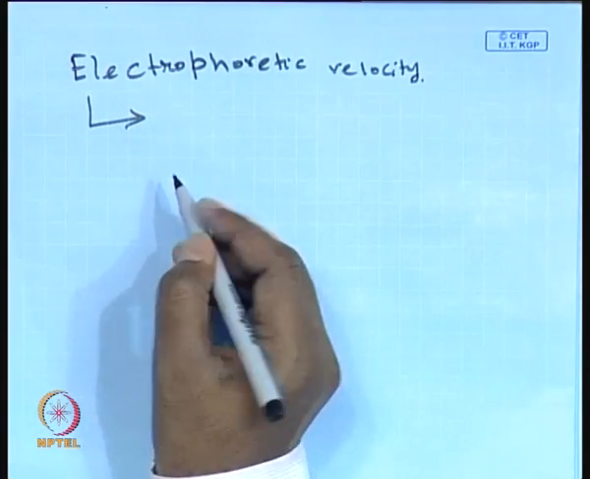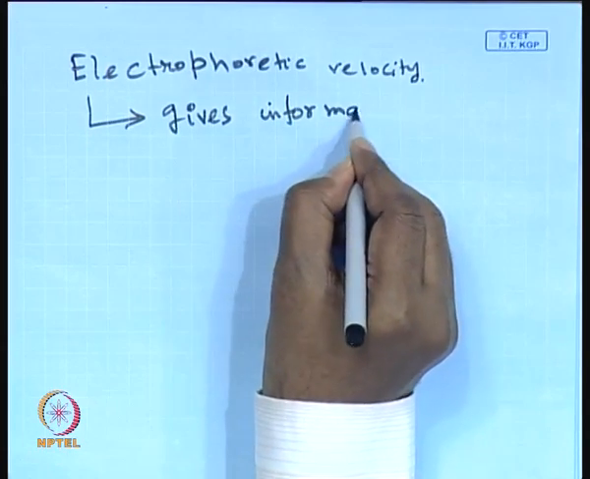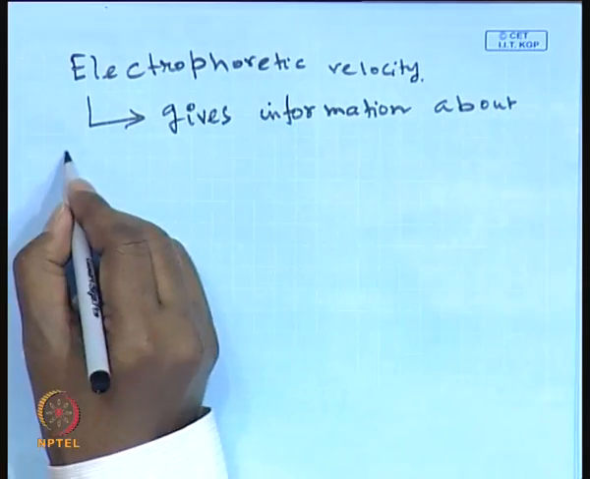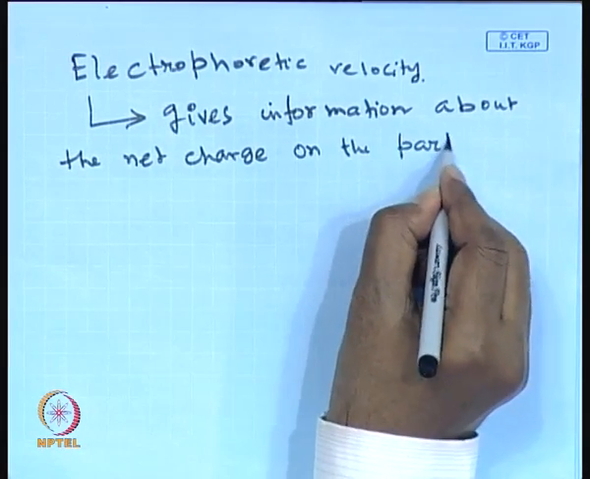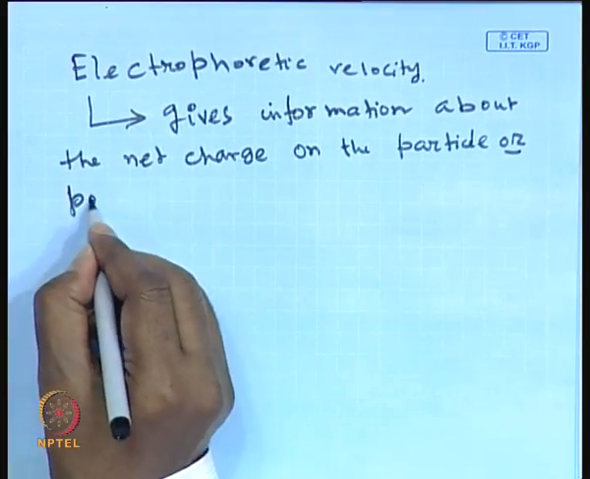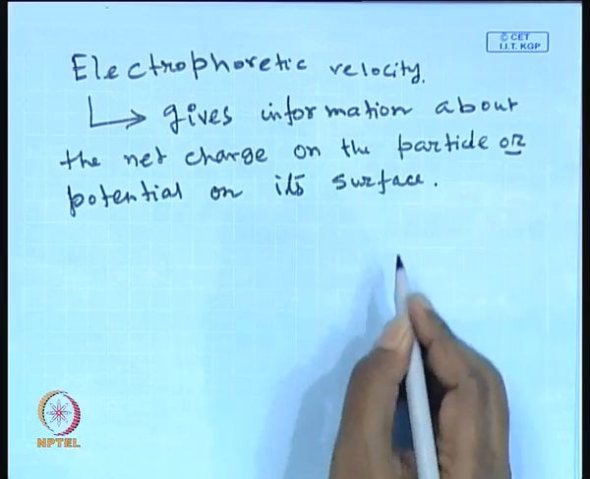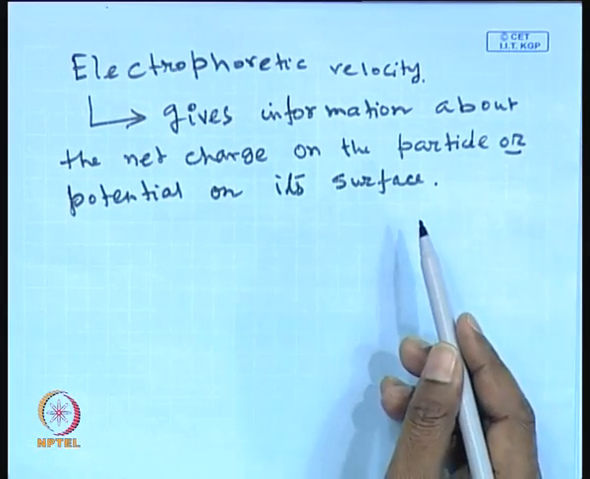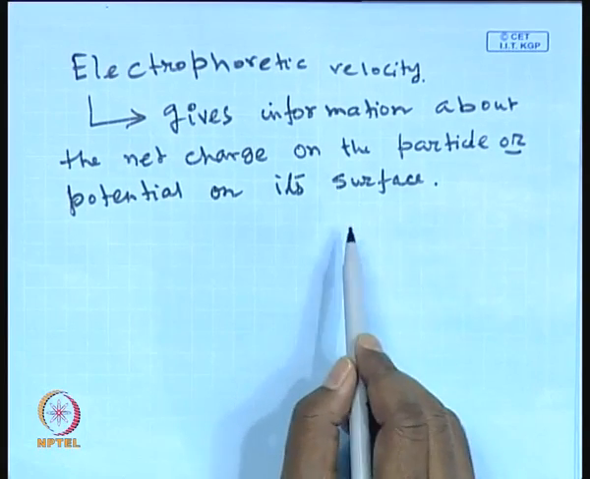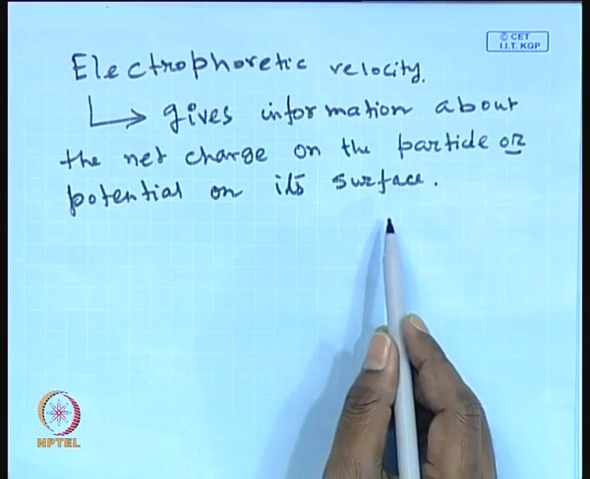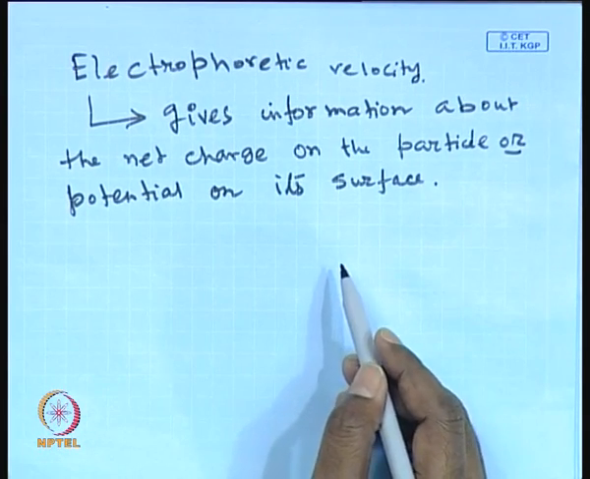What does this electrophoretic velocity infer, or what information does it give you? It gives information about the net charge on the particle or the potential on its surface. So, electrophoretic velocity can give you information about the net charge residing on the particle or the net surface potential it will have. That is important, because in some calculations you will see later on that the net charge on the particle or its surface potential are important in subsequent calculations. There you need to measure the electrophoretic velocity, and therefore electrophoresis is required.